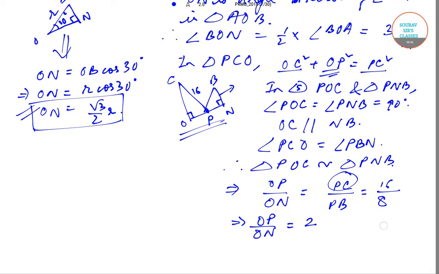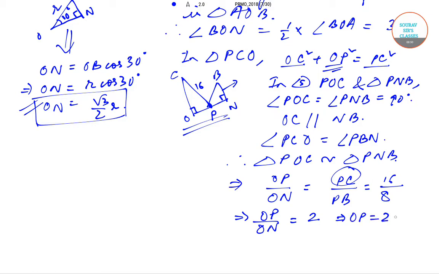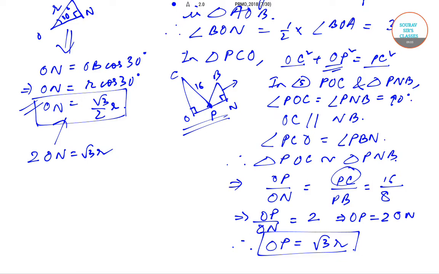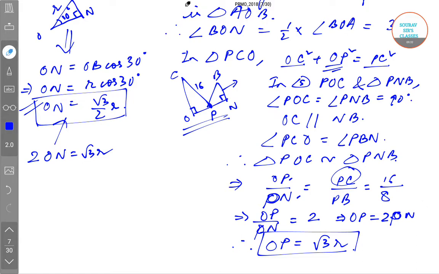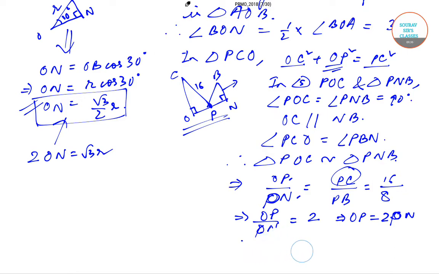And that means OP is equal to twice of ON. Now from this structure we have 2 into ON is equal to root 3 into R, so OP will be equal to root 3 into R. So we have found the value of OP in terms of R. Now I committed a small mistake over here. I wrote OP by ON, it should have been OP by PN. So we have OP by PN is equal to 2, and that implies that OP is equal to twice of PN.